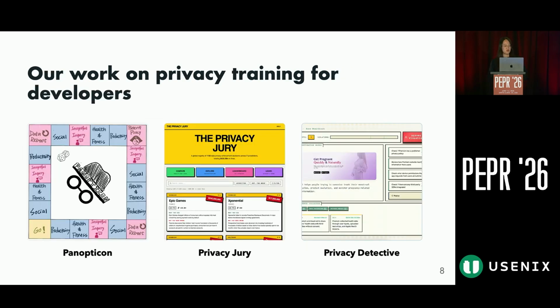We've been working on privacy training for developers for a while. We've built Panopticon, Privacy Jury, and the Privacy Detective game you just saw is our most recent addition.